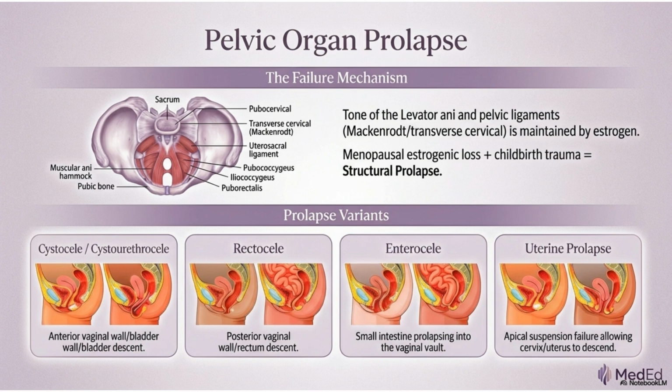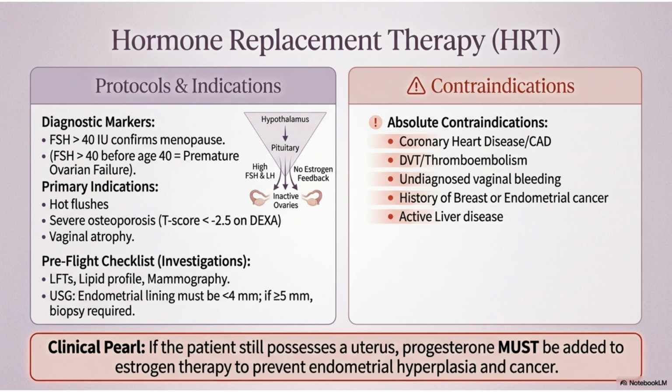Prolapse occurs when the levator ani and pelvic ligaments, like the McRobert, fail, often due to a combination of estrogen loss and childbirth trauma. Variants include cystocele, bladder, rectocele, rectum, enterocele, small intestine, and uterine prolapse.